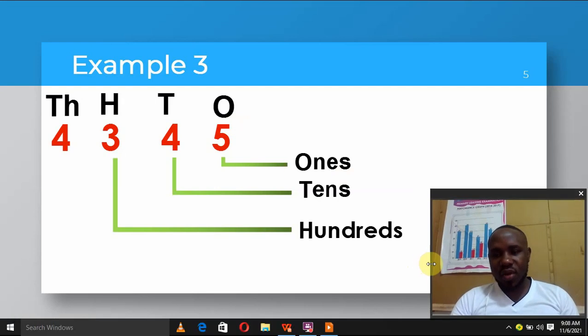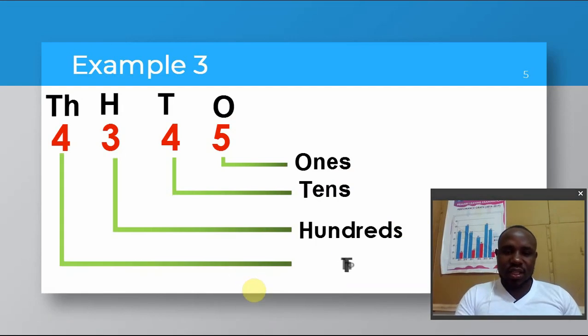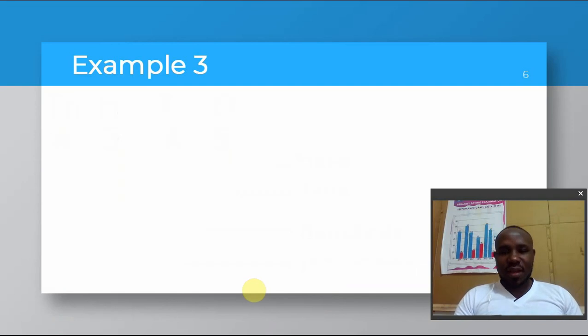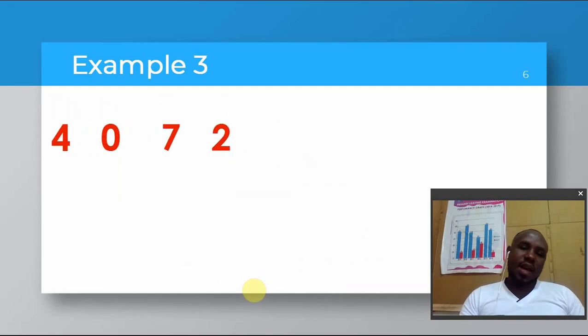I have the last word here. It is thousands. Thousands, like that. Now I have example 4. It's supposed to be example 4. Example 4.